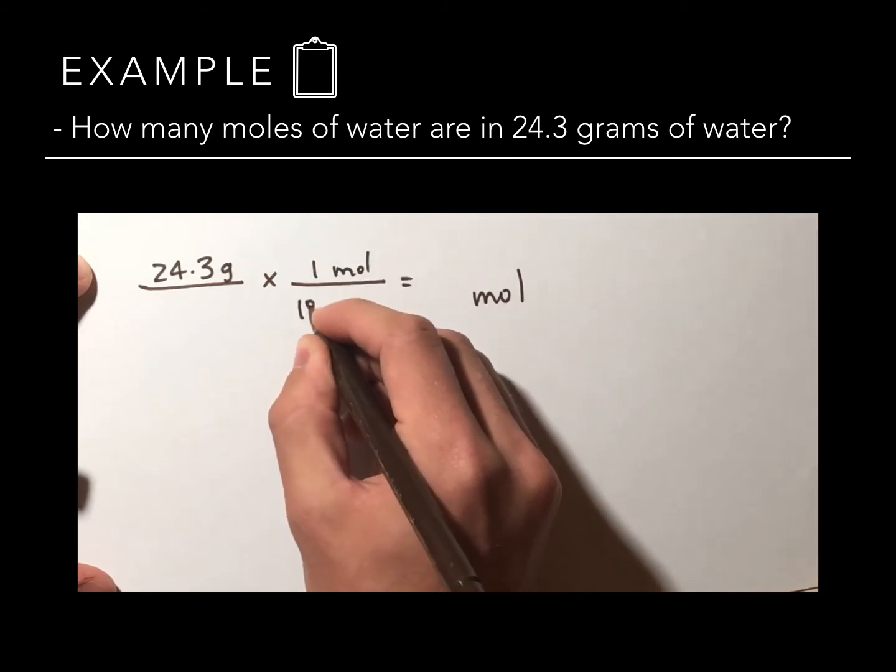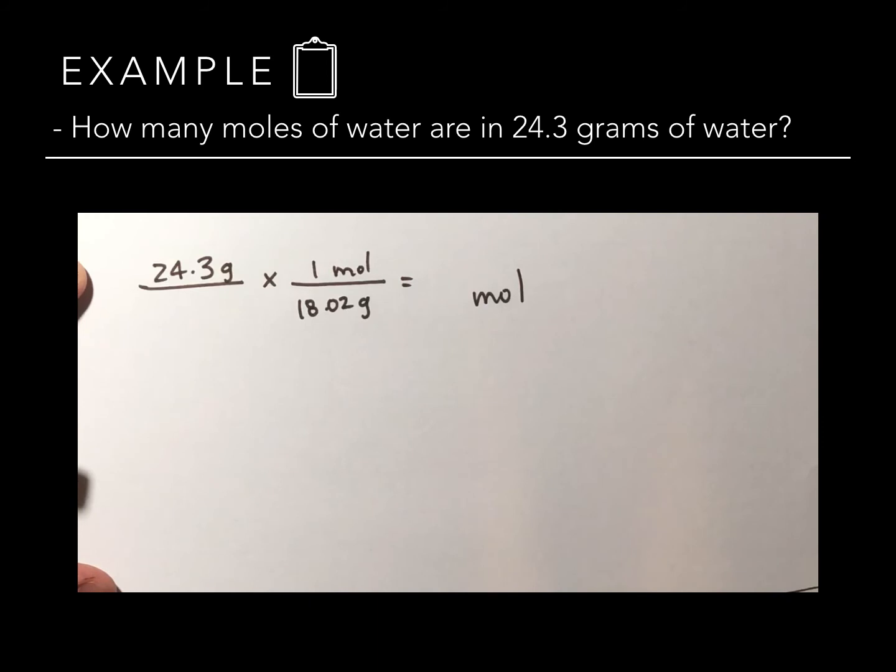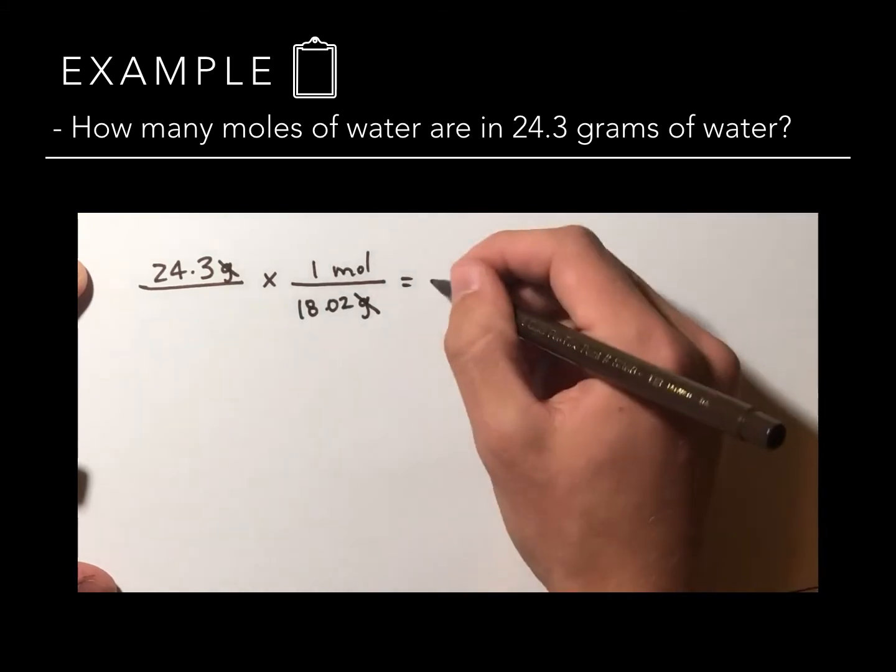So 24.3 grams can be written divided by its molar mass, 18.02. It is always important to include units as it minimizes error. So the answer should be 1.34 moles.